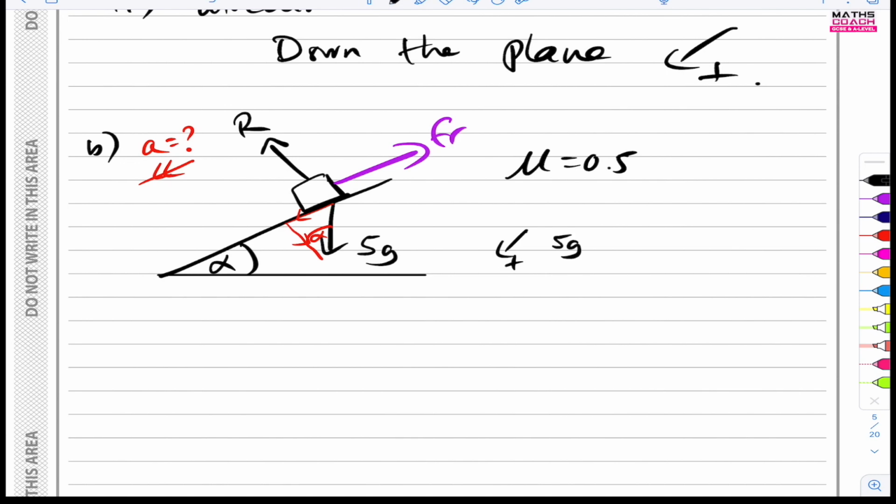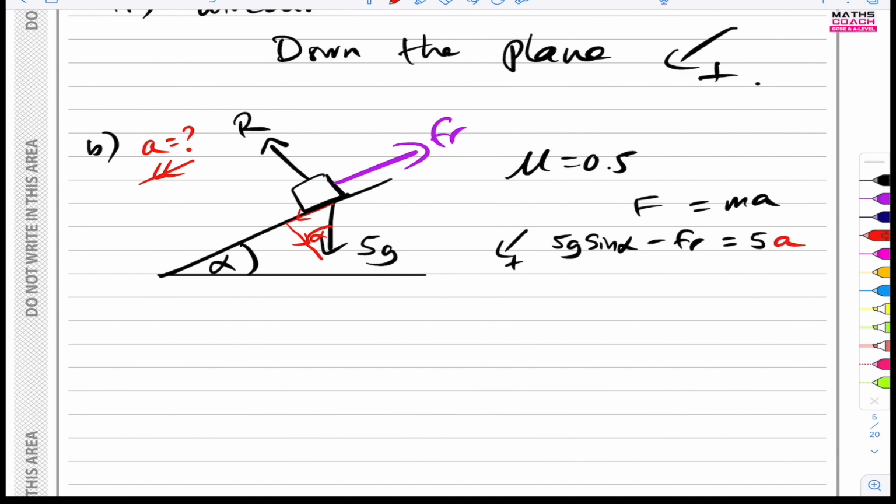5g sine alpha, which again we will replace, minus F of R is equal to, now this time it's not going to be equal to 0. We're going to be using F equals ma. Force is equal to mass times acceleration, because with the force of motion, it's moving. Right? This thing is moving. Now, what's the mass of the particle? 5. The acceleration, I don't know. We're trying to find it.